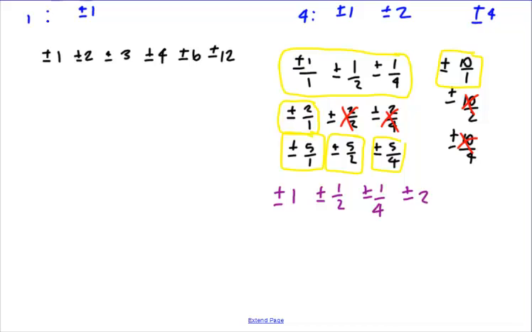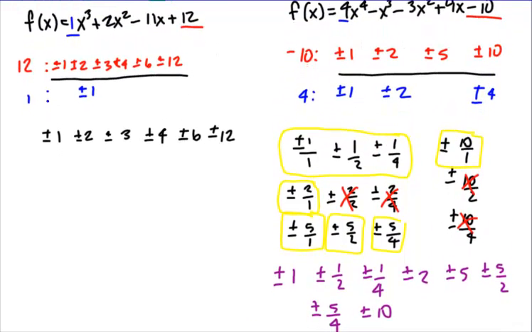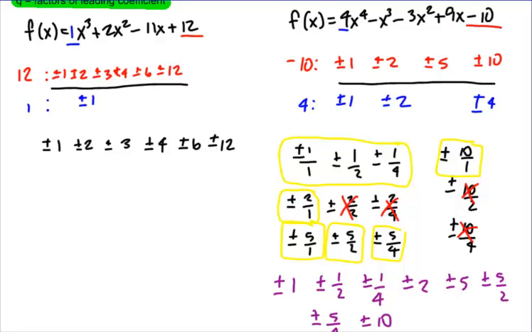Plus or minus 2, plus or minus 5, plus or minus 5/2, plus or minus 5/4, and plus or minus 10. So these are all the possible rational roots for my function 4x to the 4th minus x cubed minus 3x squared plus 9x minus 10. And there's a lot of them, but that's okay. It gives us a framework to start looking for zeros, which is what we're going to do next.